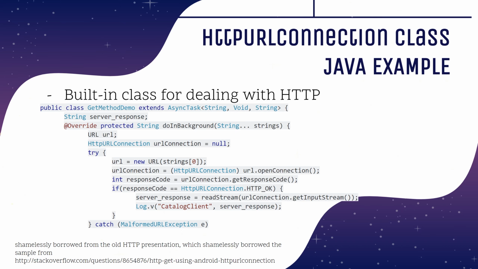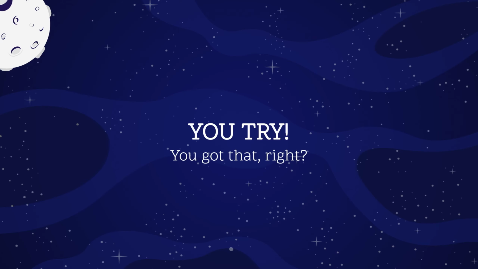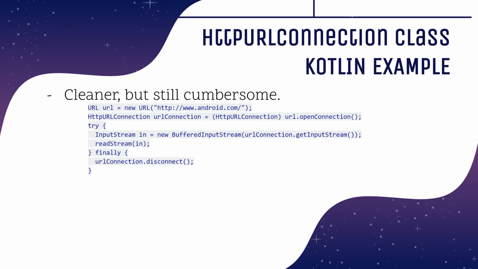So this is a Java example. There are built-in classes and methods within Android to make these HTTP requests. It's quite cumbersome and not fun to handle. This is the Java example, and it's not fun. This is the Kotlin example. It's a little bit cleaner, but it's still cumbersome, and this is not even doing it within an async task. So this is just kind of a pain in the butt.